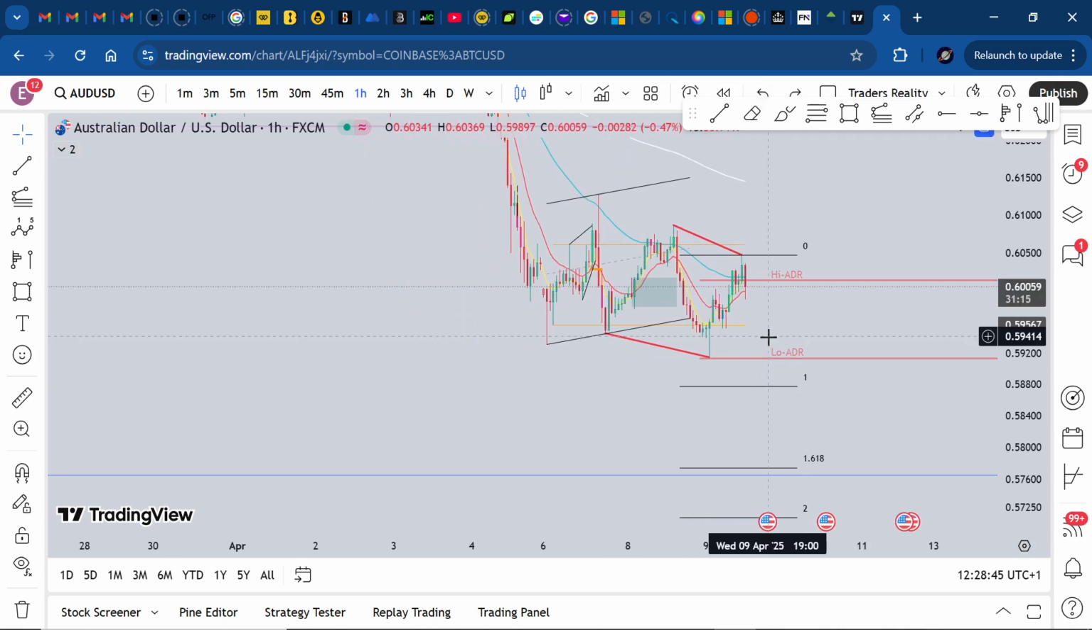So yeah, that's what I've got for now. I will update later and do a couple other pairs. I've got to do an update on EURGBP as well.